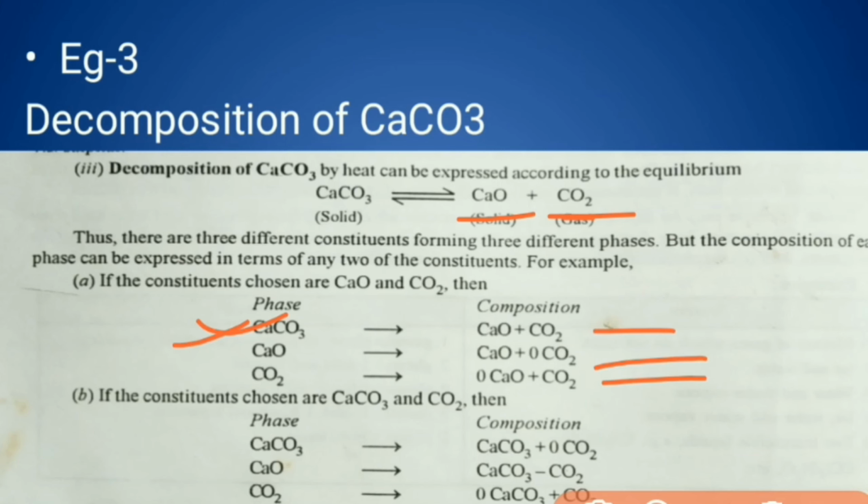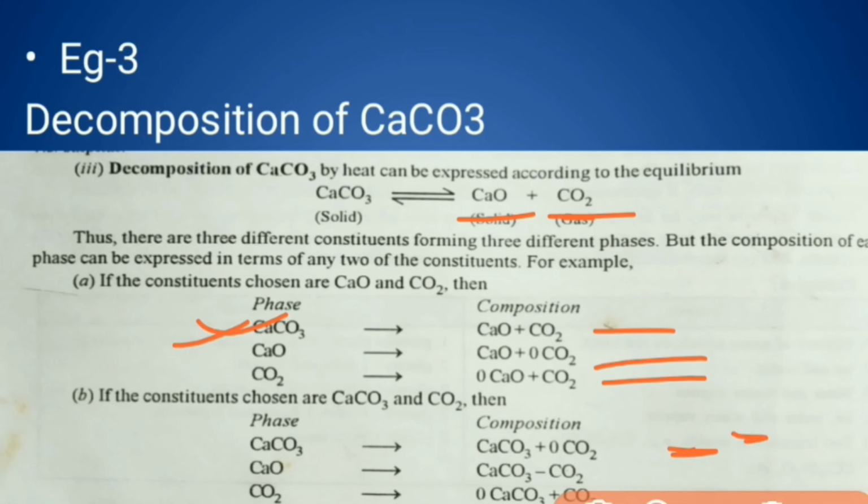See, if we have to choose only two constituents, we have chosen CaCO3 and CO2. Earlier we had chosen CaO and CO2. Now we are choosing CaCO3 and CO2. We can see CaCO3 having CaCO3 plus 0 CO2. CaO is having CaCO3 minus CO2. And CO2 is having 0 CaCO3 plus CO2.